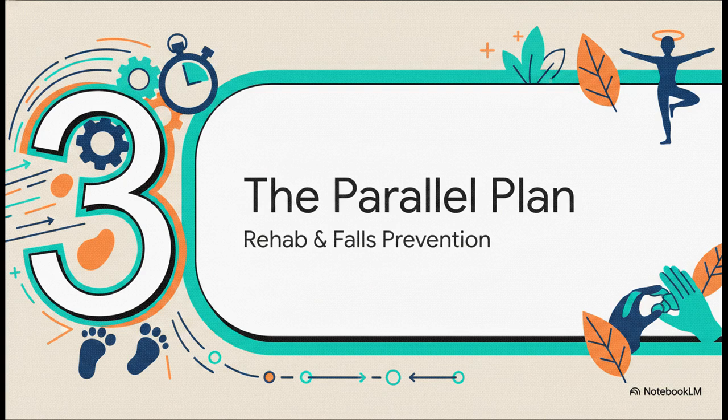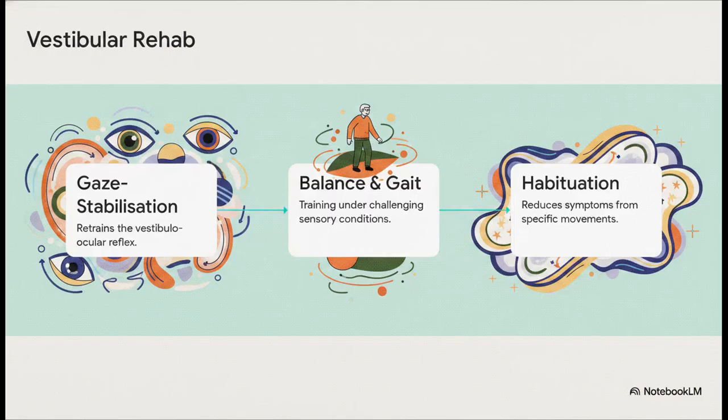All right, so once we've got the medication side of things sorted, what's next? We move on to the other part of our parallel plan, rehabilitation and falls prevention. Deprescribing is a massive step one, but these active therapies are what build back strength and confidence right alongside it. Vestibular rehab is so effective, and it's not some kind of magic black box either.